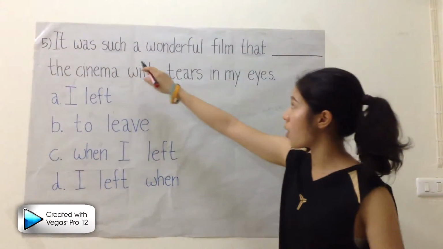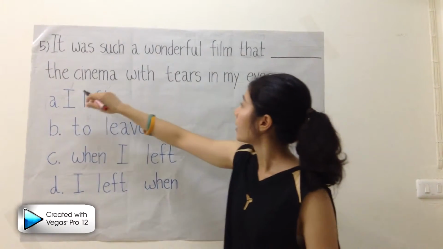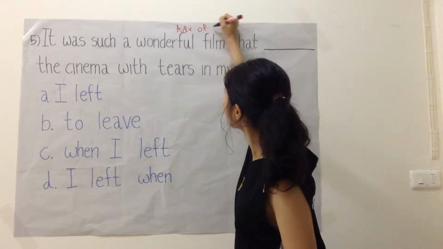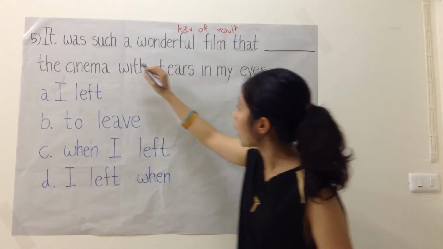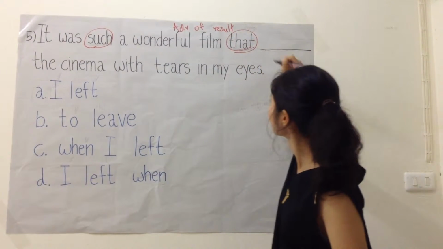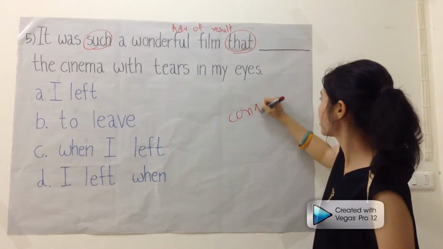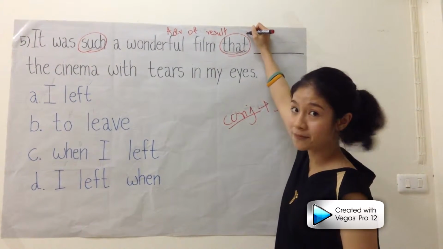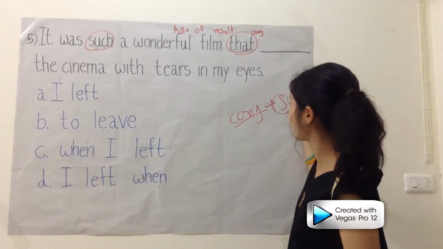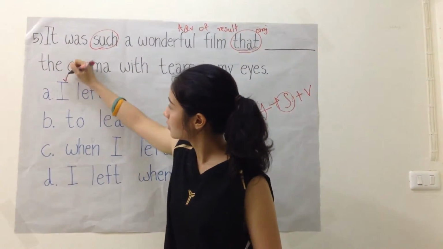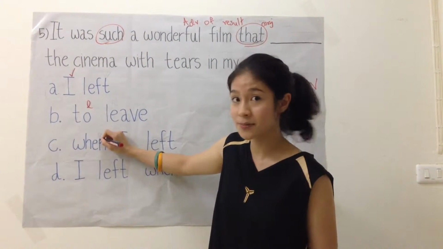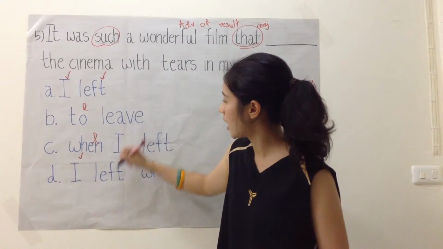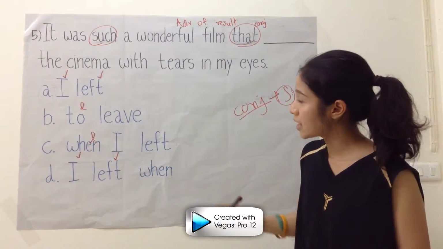For 5, it was such a wonderful film that blank the cinema with tears in my eyes. This sentence is an adverb clause of result. We have the conjunction such and that. The pattern of adverb clause is conjunction, subject, and verb. For the next conjunction, we have that, right? For the next, we have to find the subject. I, subject, yes. To, subject, no. When, subject, no. I, yes. For the next, we have to find the verb. A, yes, and D, yes. The answer is A.